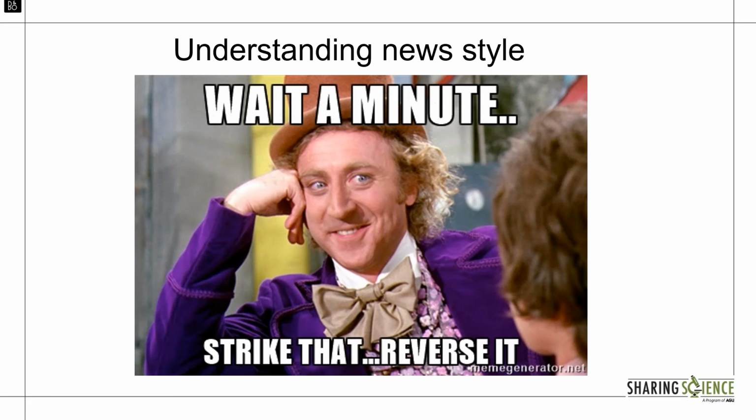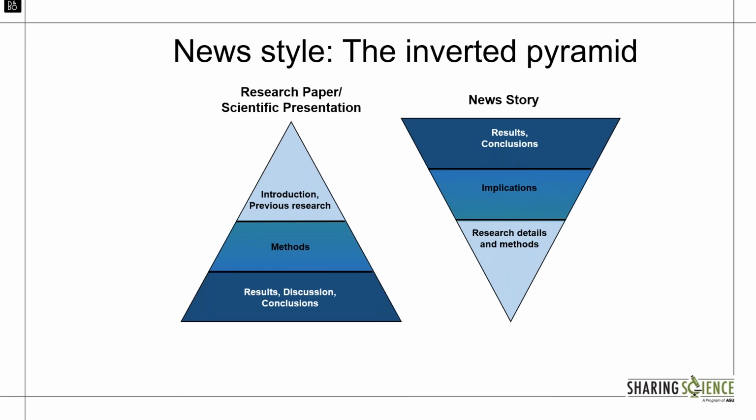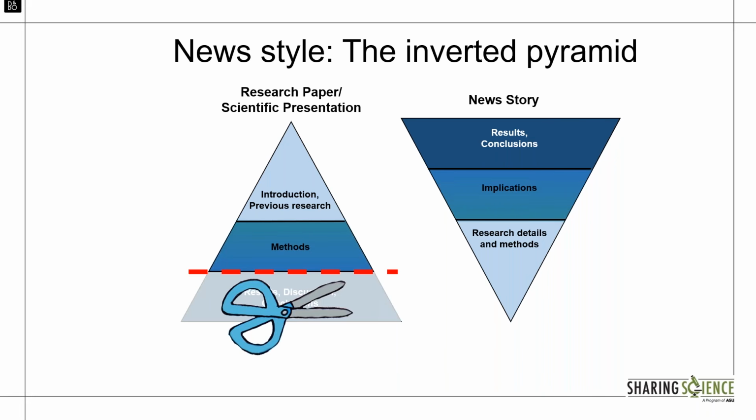And partly because of this difference in audience and because these aren't specialists in the field, reporters are writing news stories in a very different way than the way that we write papers. So when you write a research paper or you're presenting on a scientific topic, you have your introduction, your previous research that you start with, here's what we know, here's why we're looking into this question, what methods you used, and then your results, your discussion, your conclusions.